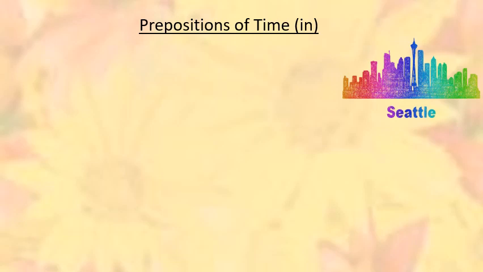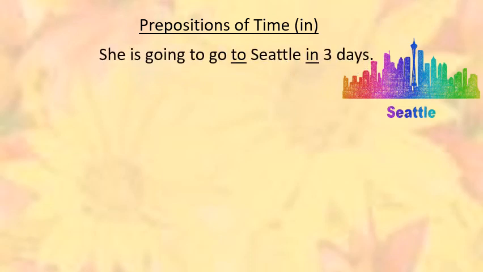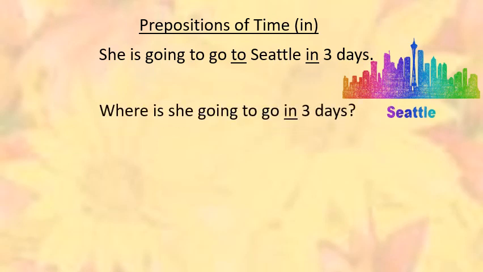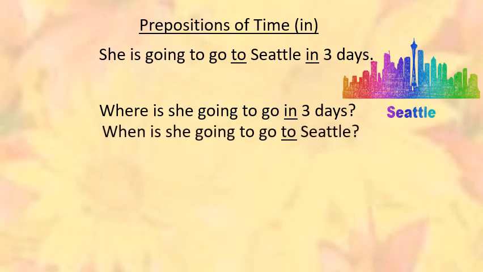Prepositions of time, in. She is going to go to Seattle in 3 days. Where is she going to go in 3 days? Preposition of place, to Seattle. When is she going to go to Seattle? Preposition of time, in 3 days.